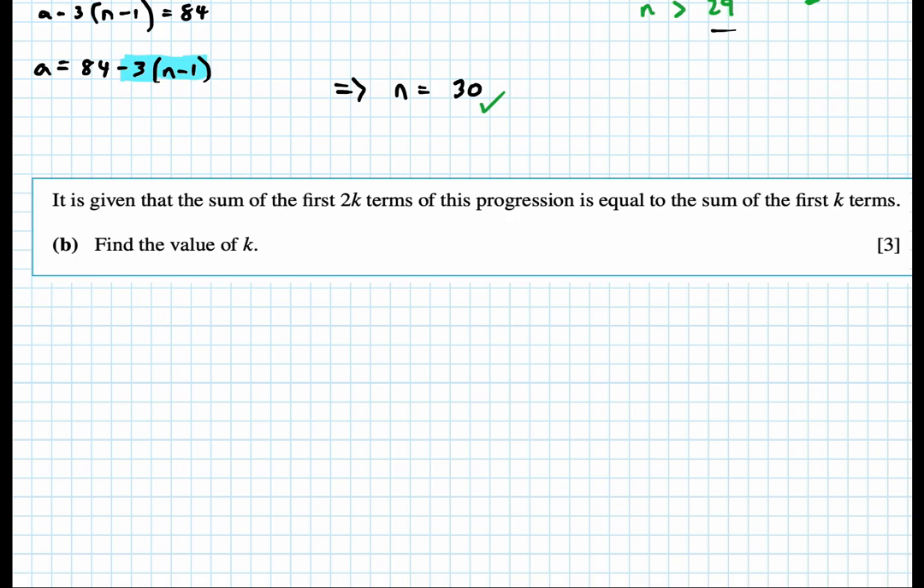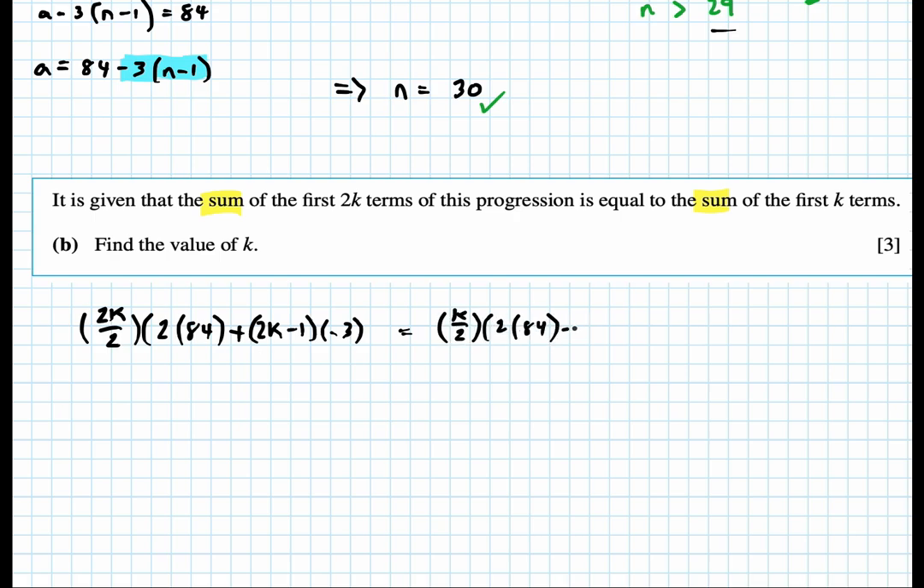It's given that the sum of the first 2k terms of that progression is equal to the sum of the first k terms. So using your formula, n over 2, 2a plus (n minus 1)d, for the sum of an arithmetic progression, just plug in those numbers, as I'm doing there. And to make the 2 statements equal to each other, well, statements as in what's given, so 2k terms is going to replace n. And our a was 84, and our difference, our d, was minus 3. So we put that in there.